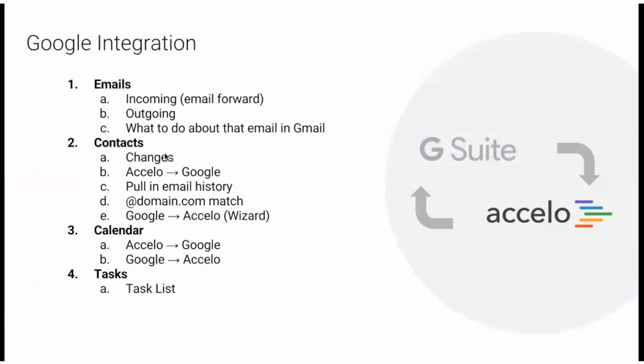On the contacts side of the integration, what we have is changes made to your contacts, what to do when we sync them, what the Accelo to Google part looks like, as well as the Google to Accelo part. And then we have some nice magic with domain matching, like I was saying before around Delta. If it's at delta.com, would you pull in Tracy if you already have Patrick in the system? And then for new contacts pulling in, being able to pull in old history.